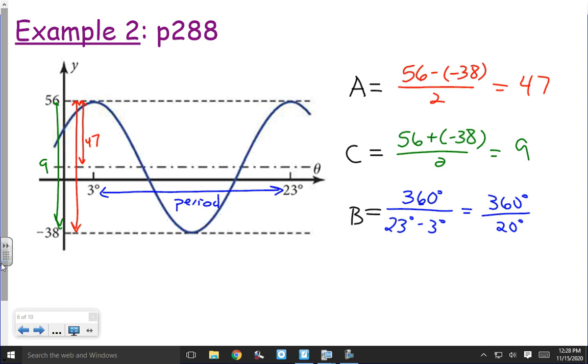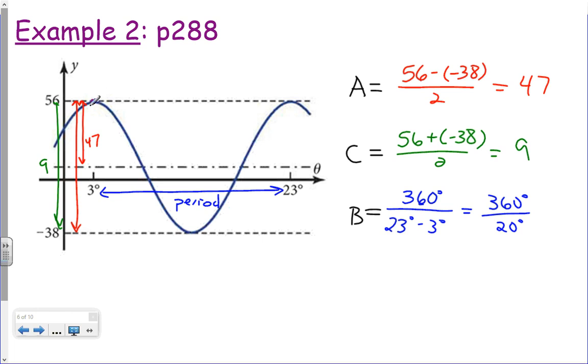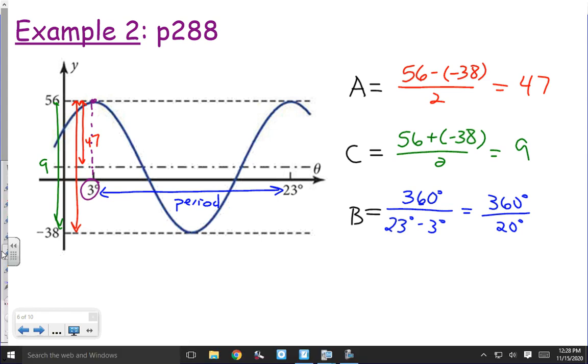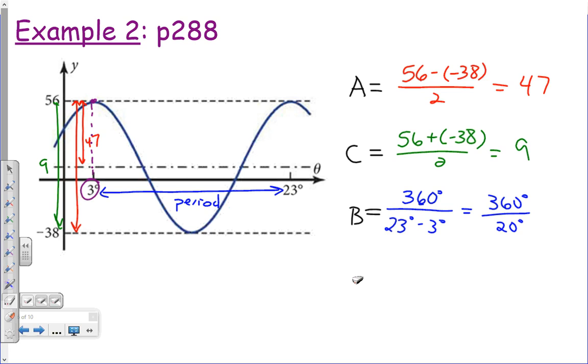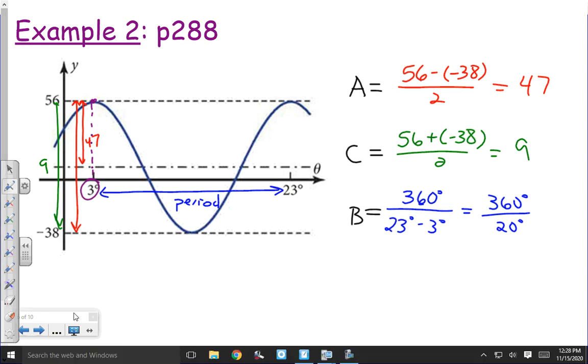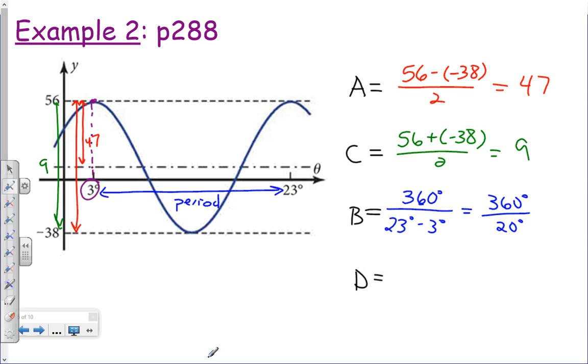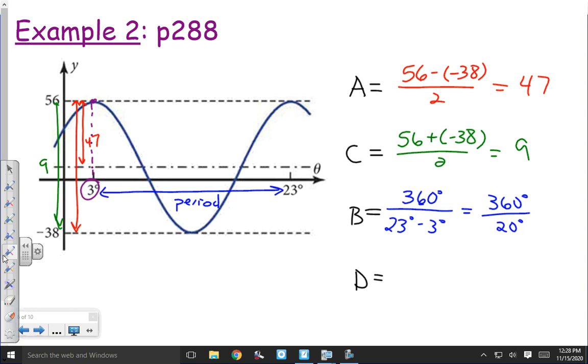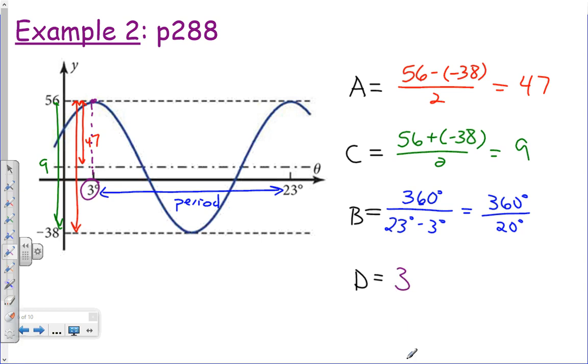And then finally, for the value of D, D is just the location of your high point for cosine here. So this high point right here occurs right at a value of 3. So D is equal to 3. Oops. We have D is equal to, I'm just trying to color code this for us so that we can see these values clearly. D is equal to 3 degrees.